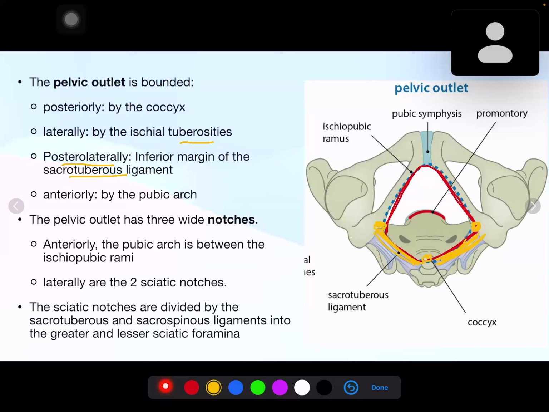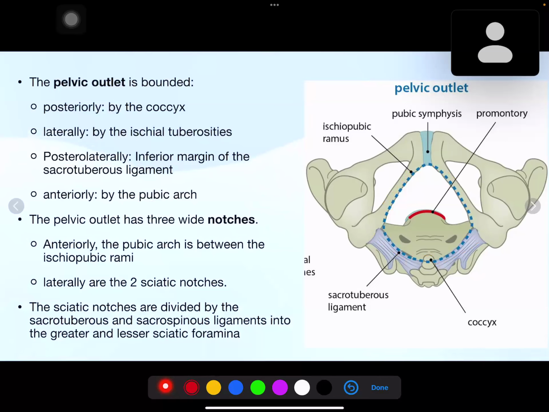And if they ask you about anteriorly, you can say the ischiopubic rami and the lower border of the pubic symphysis. All this can be called the pubic arch. If the name pubic arch is not there in the MCQ, then you can look for the ischiopubic rami. See, this is the ischiopubic rami and then the pubic symphysis.